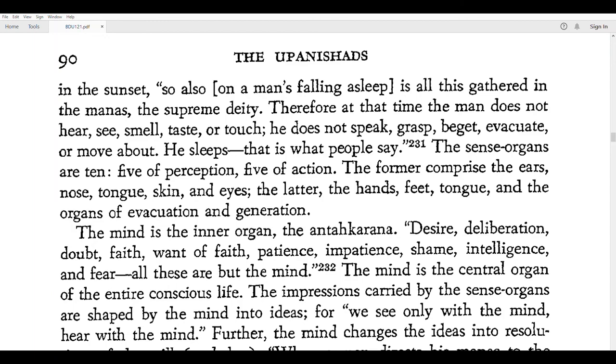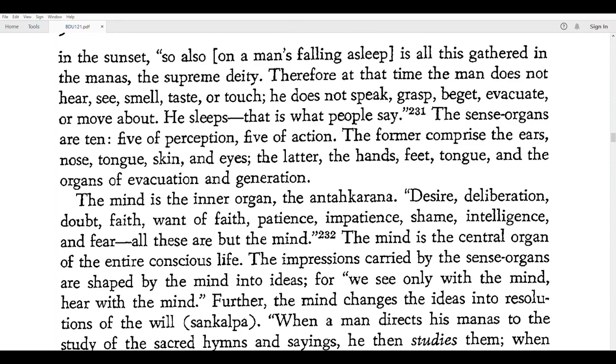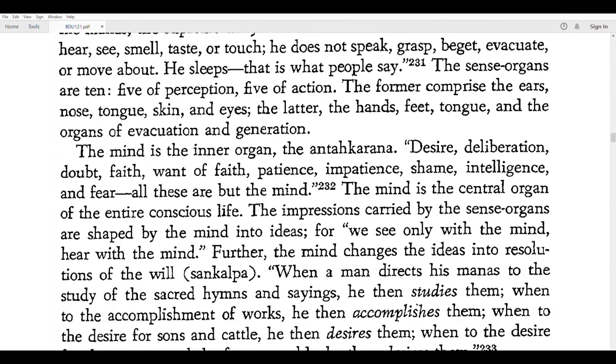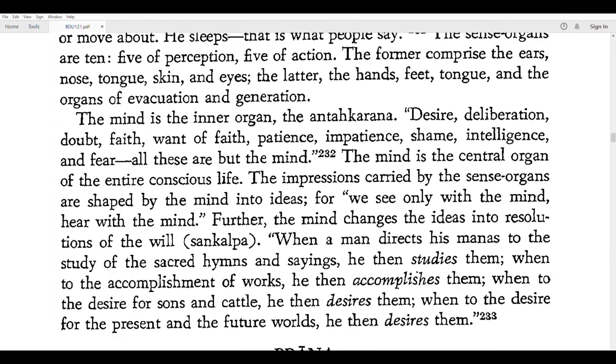Therefore, at that time the man does not hear, see, smell, taste, or touch. He does not speak, grasp, beget, evacuate, or move about. He sleeps, that is what people say. The sense organs are ten, five of perception, five of action. The former comprise the ears, nose, tongue, skin, and eyes. The latter the hands, feet, tongue, and the organs of evacuation and generation.